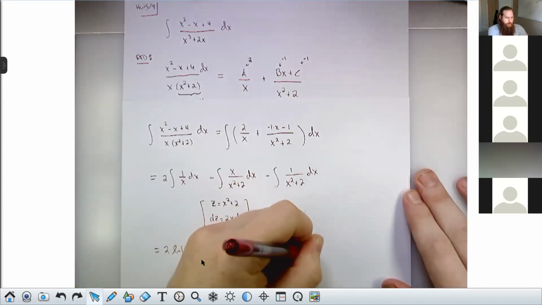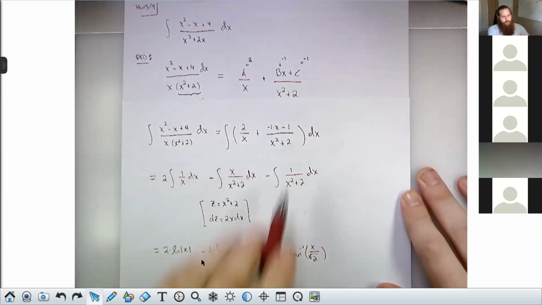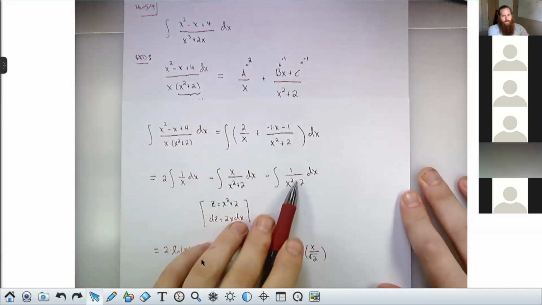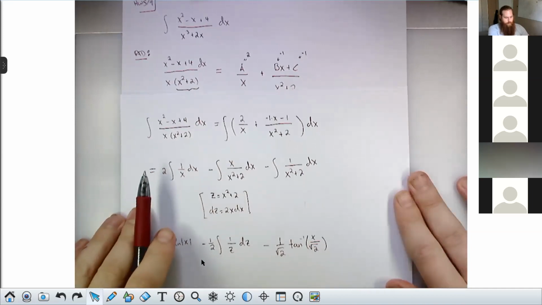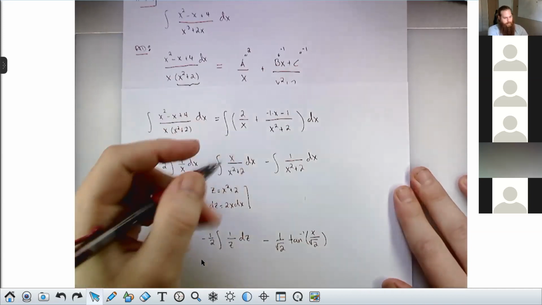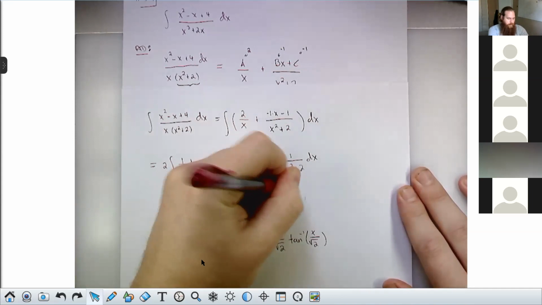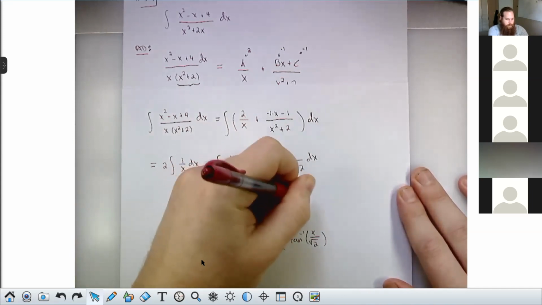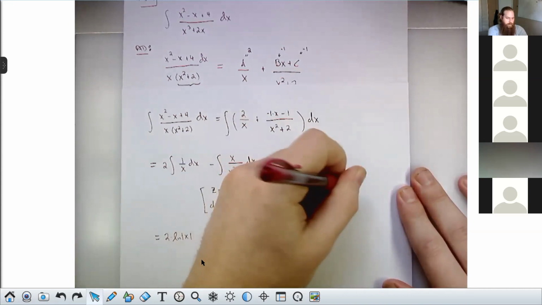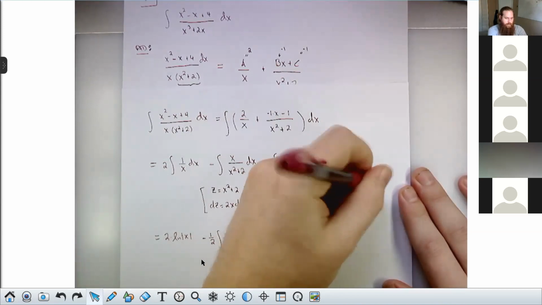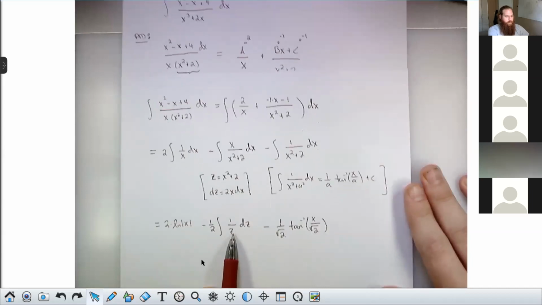A here is the square root of 2, because this is 1 over x squared plus a squared. 2 is the square of root 2. So a is the square root of 2. So if you like, here I'll put the formula. This is integral 1 over x squared plus a squared dx equals 1 over a times the inverse tangent of x over a plus c. We could slap on our plus c now, but we don't have to because we still have an integral here.